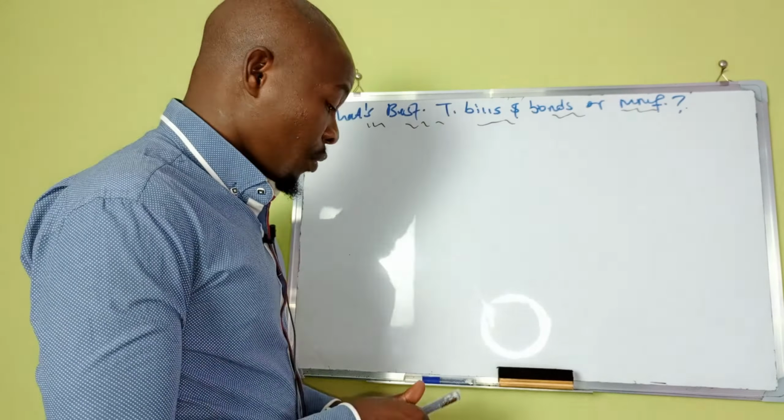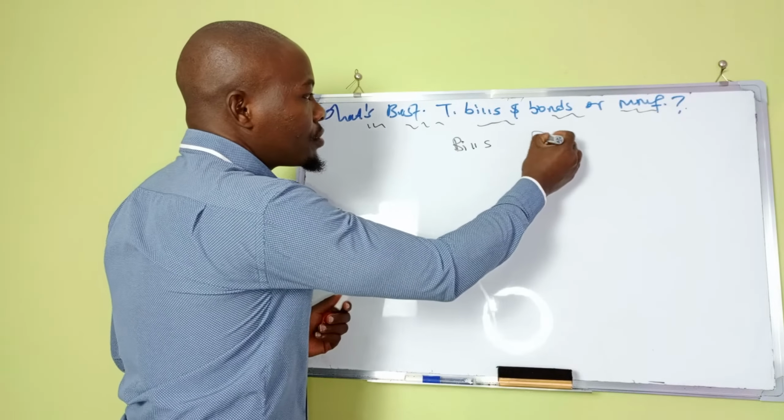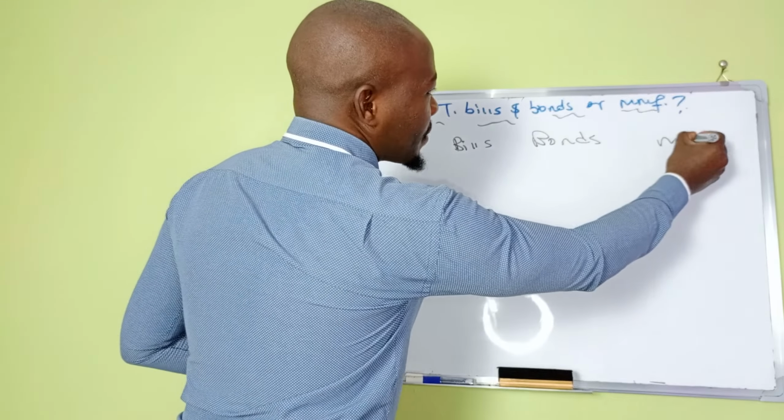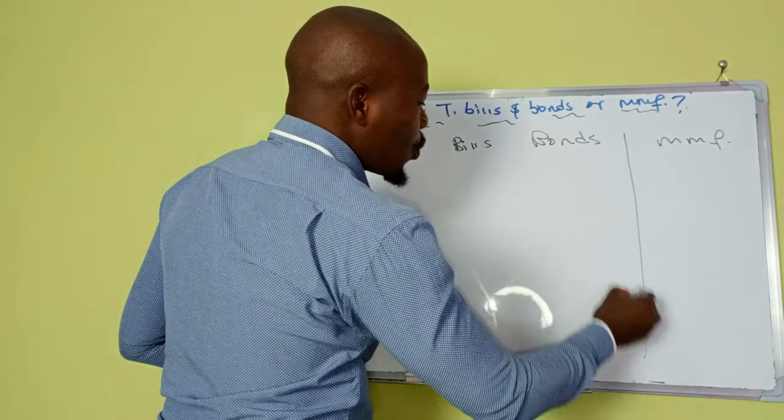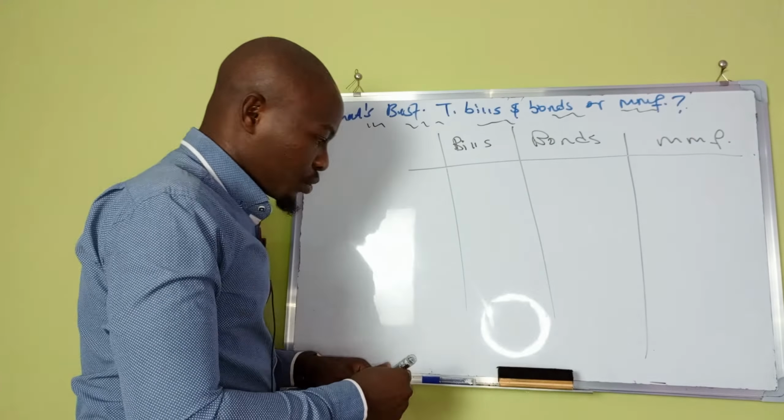Let's get into the business now. We have three things that you're talking about here: the bills, the bonds, and the money market fund. So what does it entail and which one should you start with? In that regard, there's something that you're supposed to know.